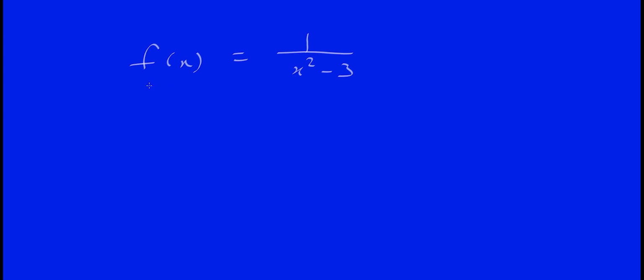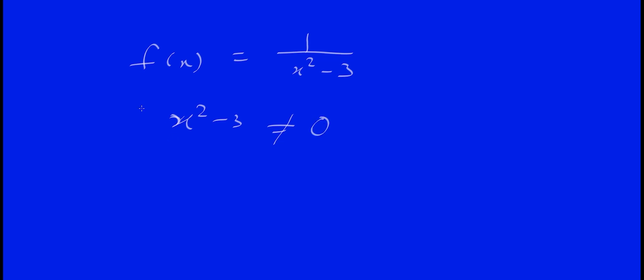Let's zoom in on f of x is equal to 1 over x square minus 3. The denominator is x square minus 3. To avoid division by 0, we need x square minus 3 not equal to 0.